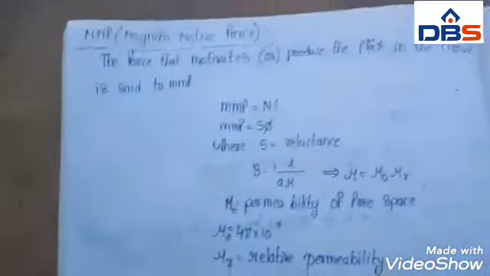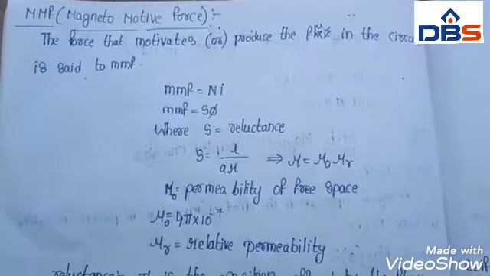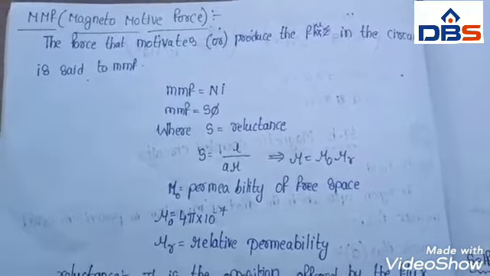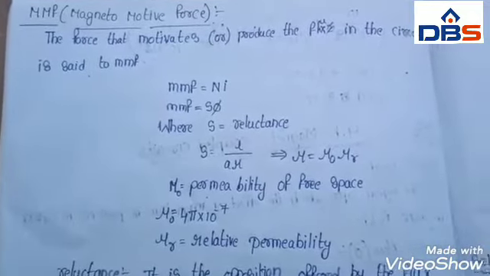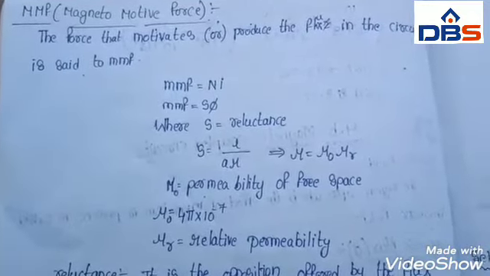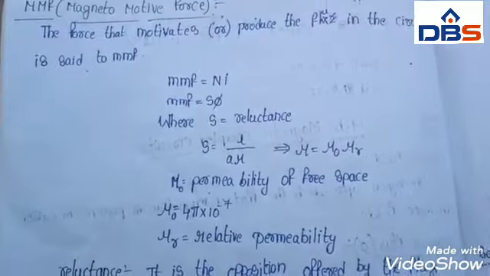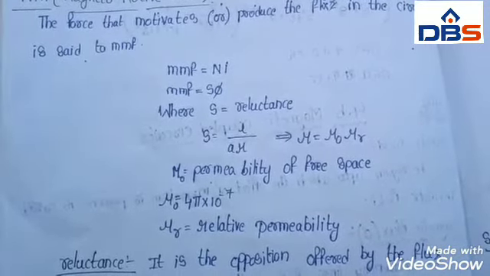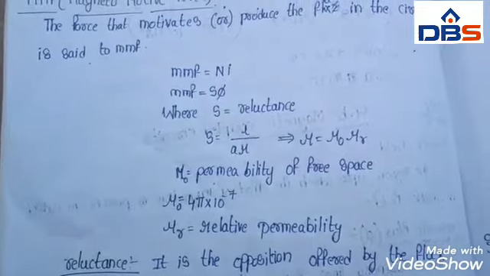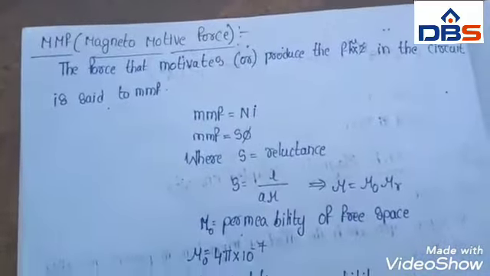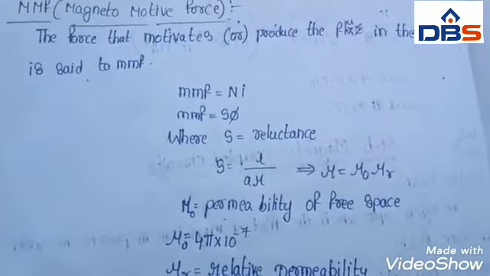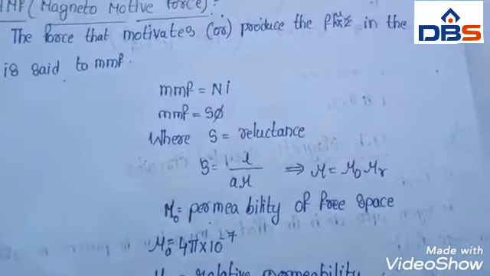Now what is meant by mmf? Magnetomotive force. The force that motivates the flux in the circuit is said to be mmf. So mmf is nothing but the number of turns and I. Whenever we apply a voltage in a circuit, an alternating current flows through the circuit. That current touches the number of turns, and then mmf is produced in that circuit. Simply say that the product of current and number of turns is mmf.